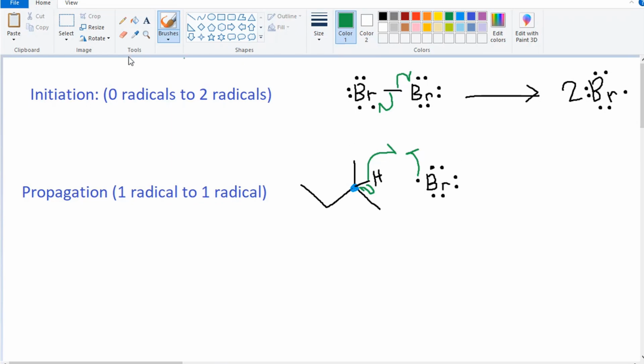And the reason why it picks out the tertiary is because tertiary radicals are the most stable radicals compared to secondary and primary. So you're going to want the most highly substituted radical, which is a tertiary radical. Let's do it. So that's going to give you this, which now has a radical right here. And you also have HBr. So plus HBr.